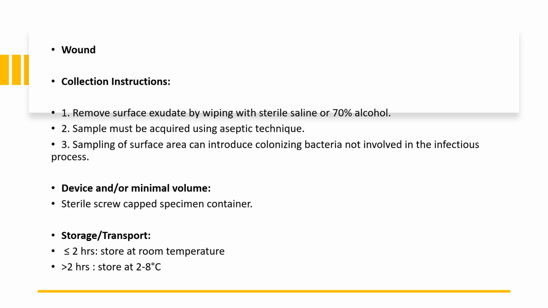For wound swabs, the instructions include removing the surface exudate by wiping with sterile saline or 70% alcohol. The sample must be acquired using aseptic technique. Sampling of the surface area can introduce colonizing bacteria not involved in the infection process. The sample should be collected into a sterile screw cap specimen container. For transport, if it is less than 2 hours, store at room temperature. If it is more than 2 hours, store at 2 to 8 degrees Celsius.